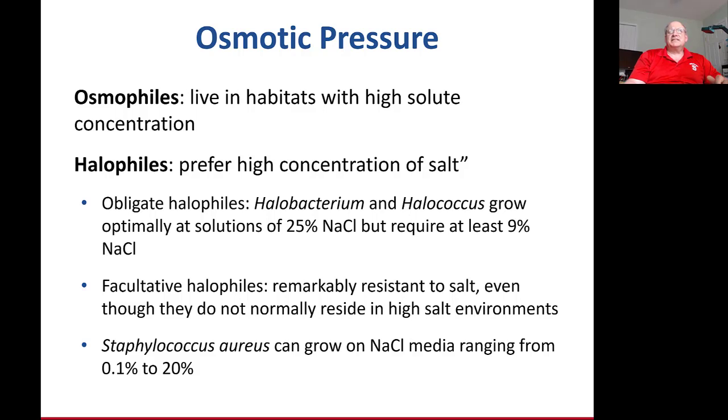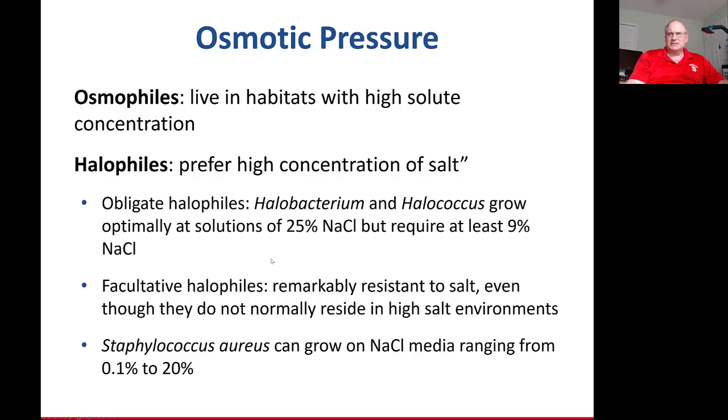Osmophiles live in habitats that have higher solute concentration, so it's an osmotic pressure deal. If they have a high solute concentration, that means it's going to tend for the organism to lose its water. Halophiles prefer high concentrations of salt. Obligate halophiles, Halobacterium and Halococcus, grow in solutions of 25% sodium chloride, but need at least 9%. And so it's how they set up in transporting the amount of water and salt and all that.